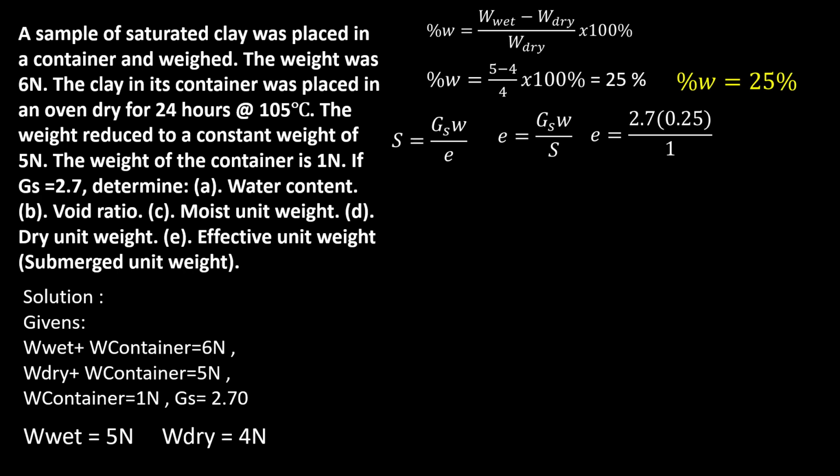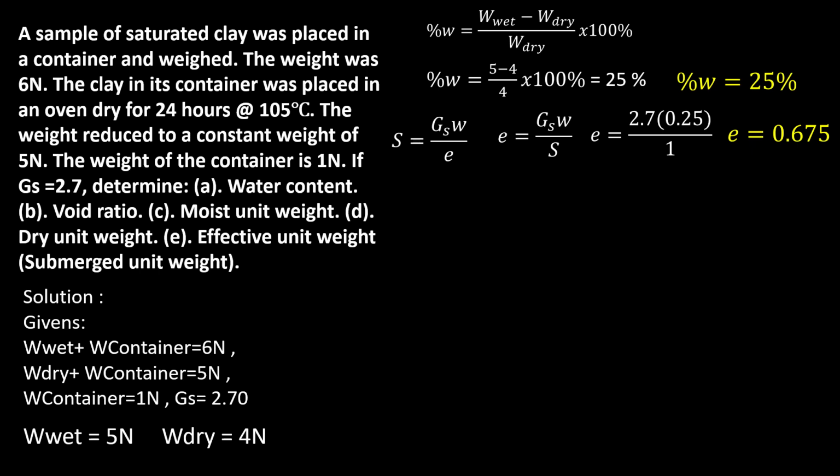Doing the direct substitution process, we have our solution as void ratio equals 2.7 times 0.25 divided by 1. Converting the value of moisture content 25% to decimal became 0.25, while our degree of saturation, assuming 100%, is why we have used 1 for the value of S in this calculation. Finally, our computed value for the void ratio is equal to 0.675.